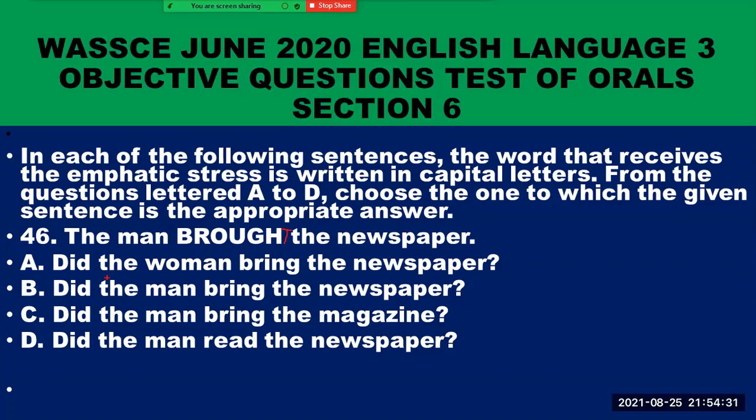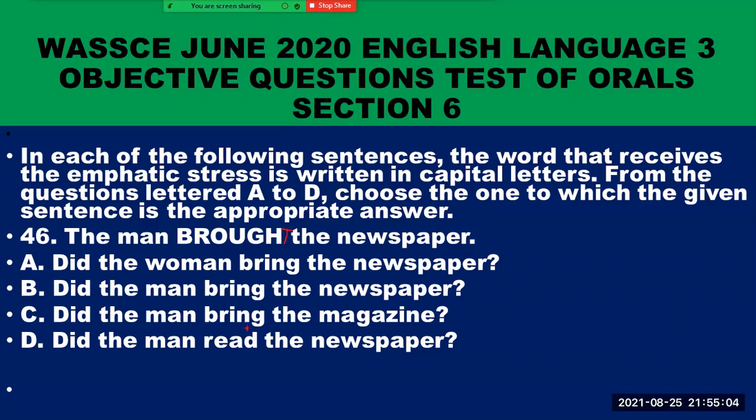So let's look at the options, and then we find the option that contains the correct answer. Option A, did the woman bring the newspaper? This is not correct because the idea of bringing is already mentioned here. We are looking for an opposite word, a word that contrasts with brought. B, did the man bring the newspaper? Of course, the emphasis is not on man or woman. The emphasis is on brought.